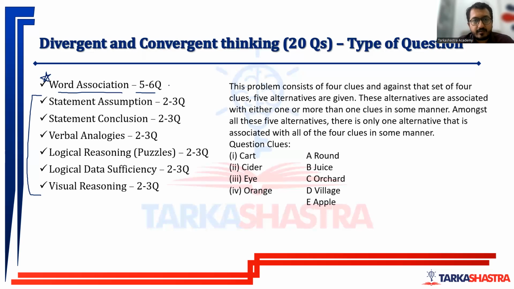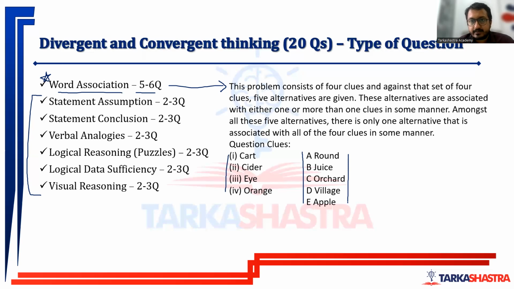Okay, now we have given you the example of what is this word association. So this problem consists of 4 clues against the set of 4, and against the set of 4 clues, 5 alternatives are given. Okay, so these are the 4 clues, and here they have given 5 alternatives. These alternatives are associated with either one or more than one clues in some manner. Amongst all these 5 alternatives, there is only one alternative that is associated with all the 4 clues. Okay, so out of these 5 options, there is only one option which is associated with all the 4 clues.